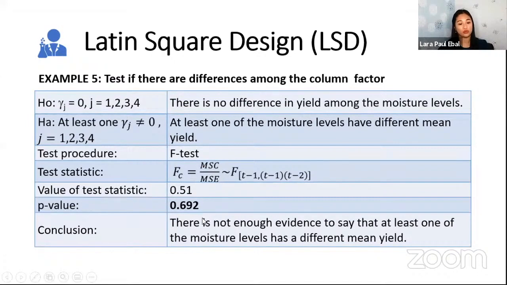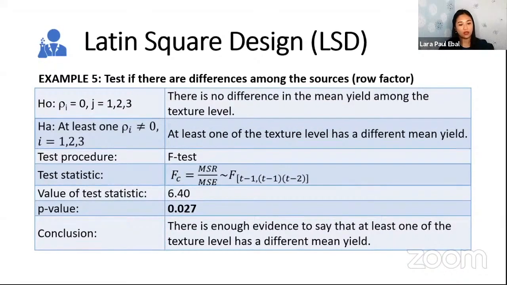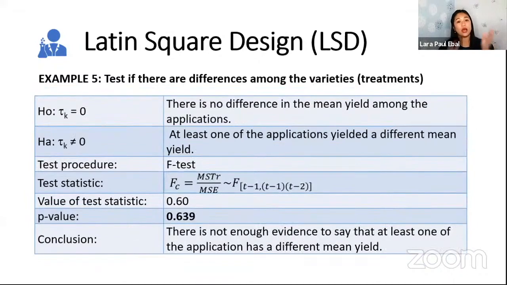And then we go back to the result using star. We have this 0.692 as our p-value, and we compare it again to alpha 0.05. And then there is no sufficient evidence to say that at least one of the moisture levels has a different mean yield. Okay. So it's okay, no? At least in this example, pwede na hindi mag-differ yung treatment levels, pero yung row factor or yung isang block ay mag-differ. So it's okay.